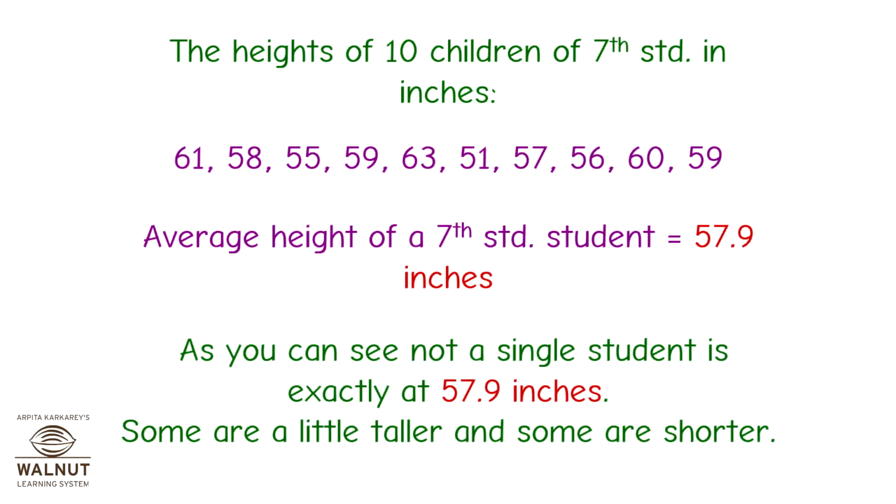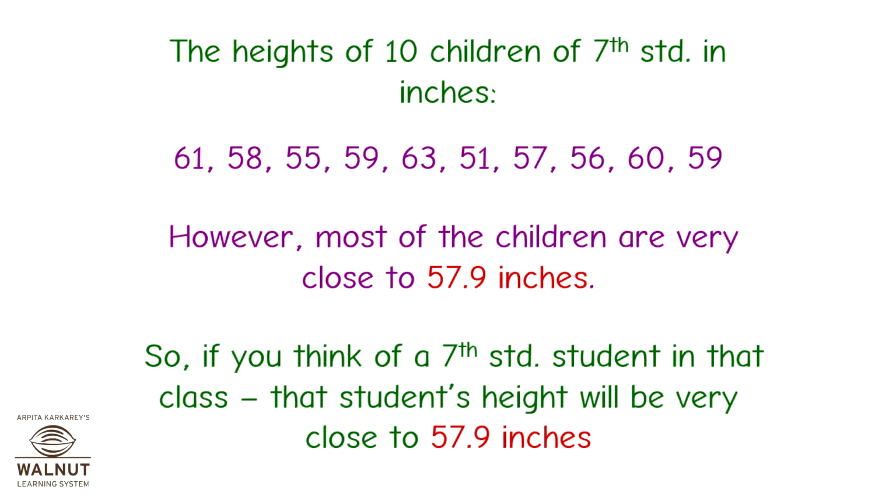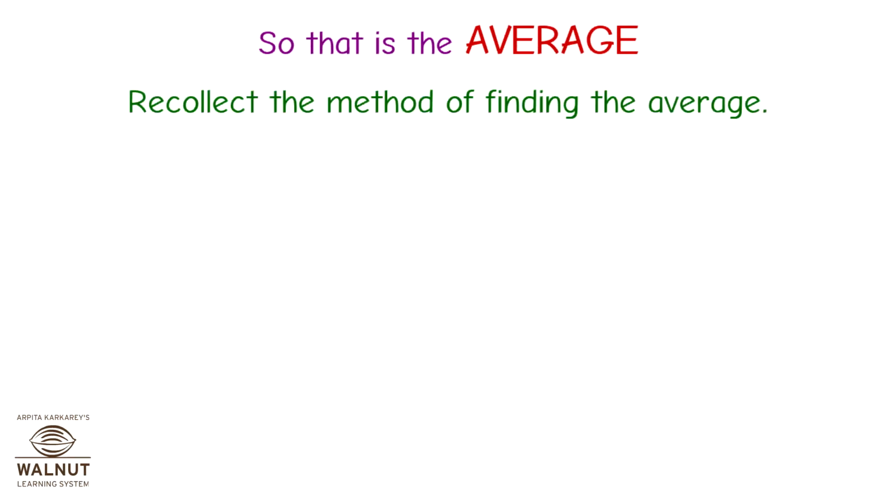As you can see, not a single student is exactly at 57.9 inches. Some are a little taller and some are shorter. However, most of the children are very close to 57.9 inches. So if you think of a 7th standard student in that class, that student's height will be very close to 57.9 inches. So that is the average.